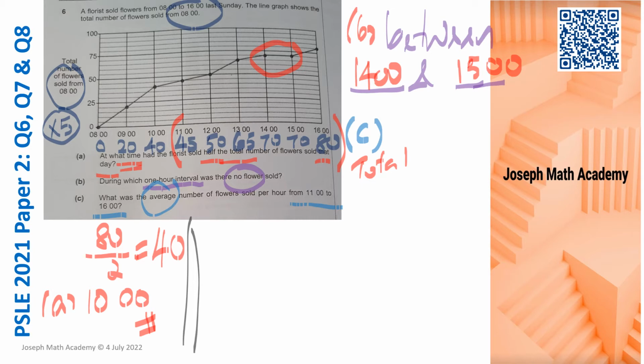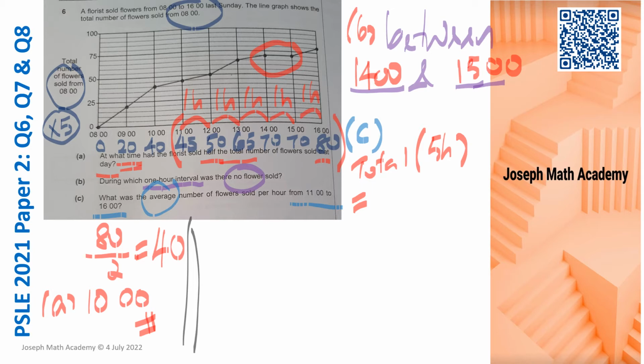From 11 to 12, that's the first hour. 12 to 1 o'clock, the next hour. 1 to 2, the third hour. 2 to 3, the fourth hour. And 3 to 4, the fifth hour. So in actual fact, there is a total of 5 hours. How many flowers are sold?